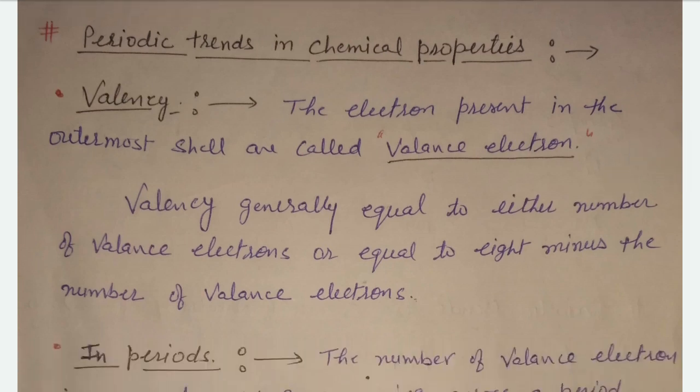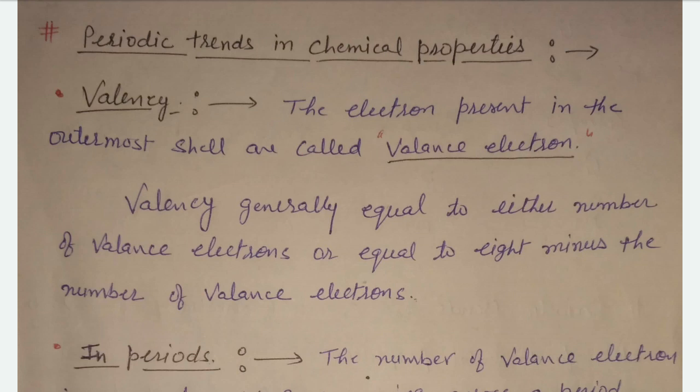In the chemical properties, first we will discuss valency. Now what is valency? First of all, what is a valence electron? The number of electrons present in the outermost shell is called valence electrons.